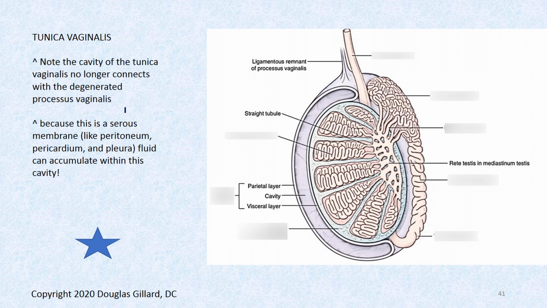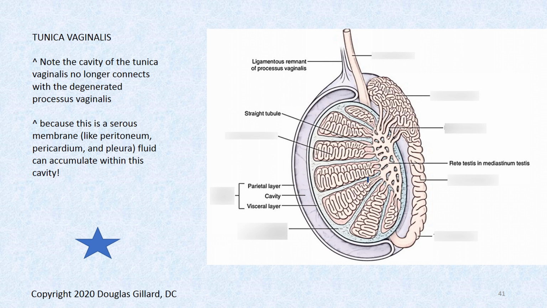Right, just another picture showing the remnants of the proximal and middle portions of the processus vaginalis, but not down here. And the distal processus vaginalis has formed a cavity, and there's fluid in this cavity. And there's our parietal and our visceral layer of tunica vaginalis. And that's the cavity for the tunica vaginalis.